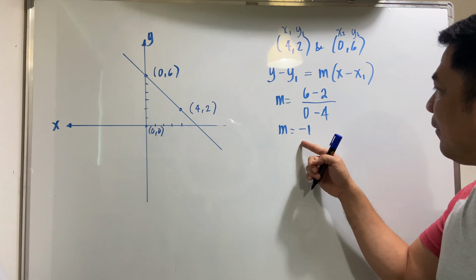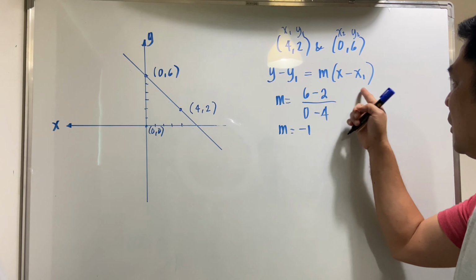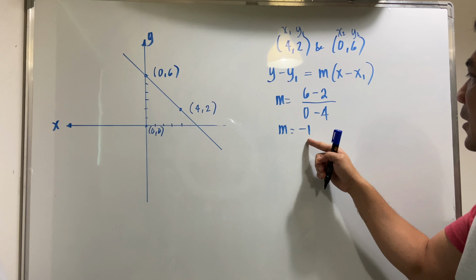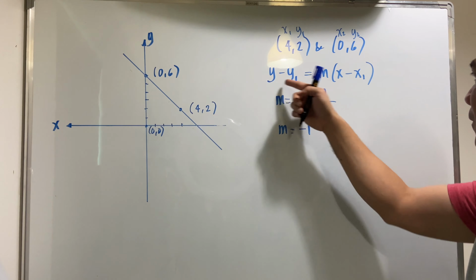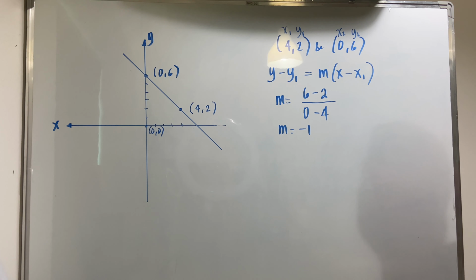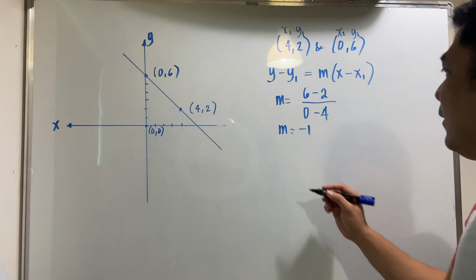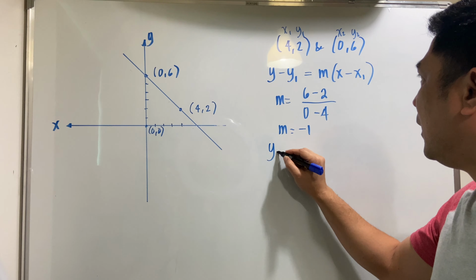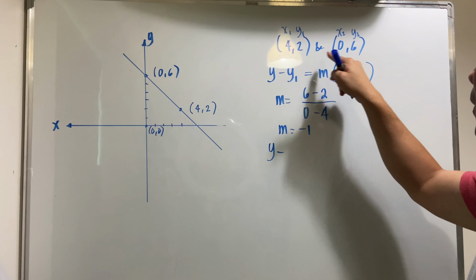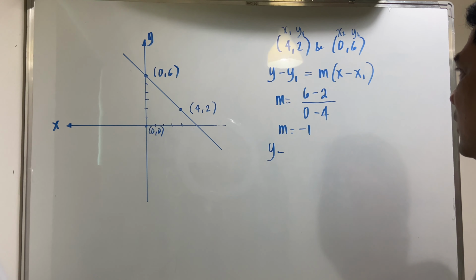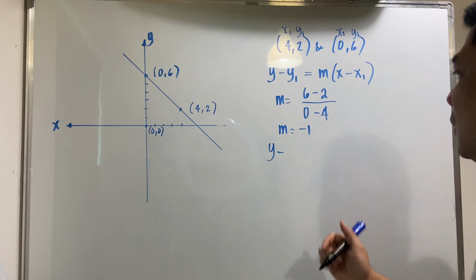Since you already have your slope, you can substitute it in our point-slope form. So we have y minus, and you can select any of the points. Let's select the first point, which is (4, 2).